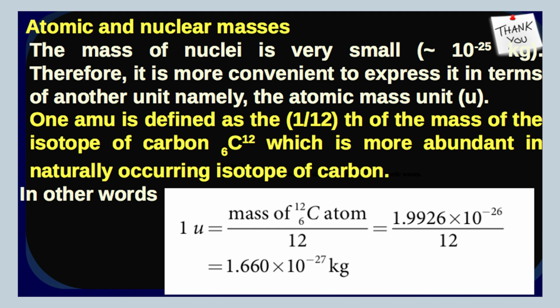So, we can calculate this unit, the atomic mass unit, as the mass of this carbon atom divided by 12. So, 1 U is equivalent to 1.9926 × 10⁻²⁶ / 12. After calculating, that is equivalent to 1.660 × 10⁻²⁷ kg. Mathematically, this can be compared with the mass of protons or the mass of neutrons. When we consider the mass of protons or the mass of neutrons, that is taken as equivalent to 1 AMU or 1 U.